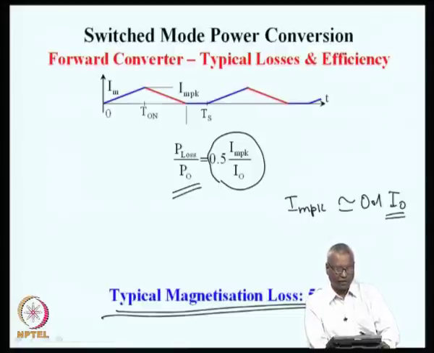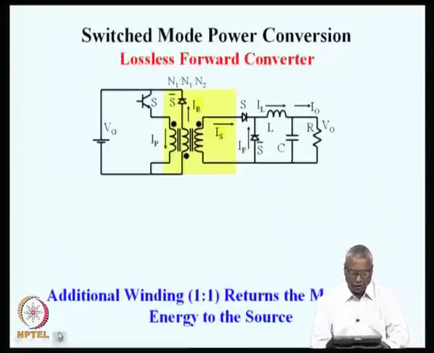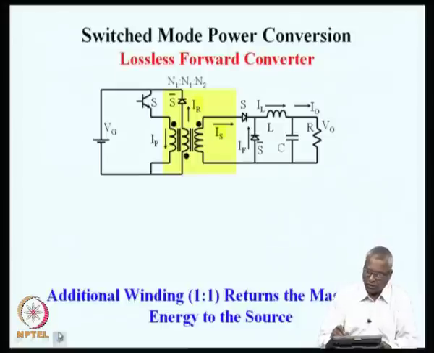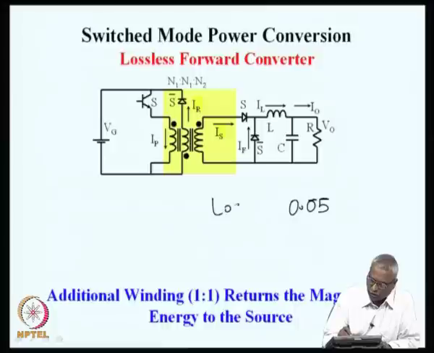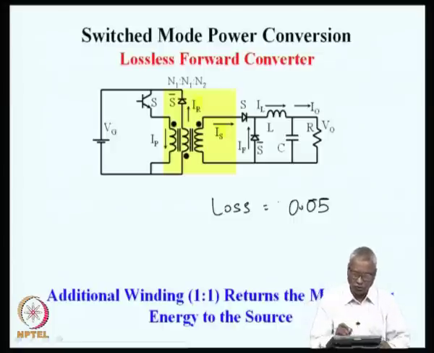So, if the converter is ideal and if the magnetization part alone is taken into account, the loss could be 5%. You could have another 5% loss because of the switches, another 1 or 2% loss because of the inductor drops and so on. So, typically efficiencies of the order of 85 to 90% is common. However, this big 0.05 loss on account of magnetization is not good news.